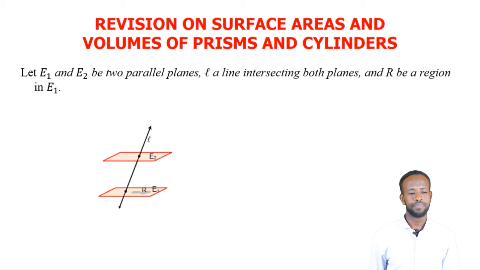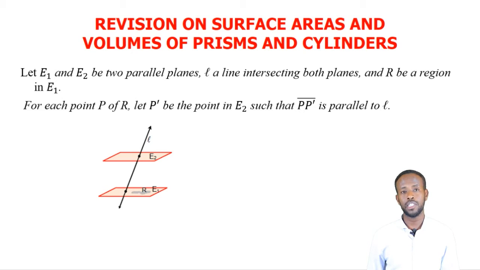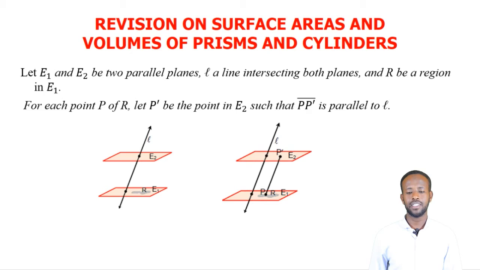Again, let us see. For each point B of R, let B prime be the point in E2 such that the segment BB prime is parallel to L. What does this mean? Let us see the figure. When we look at the figure, you may understand clearly. This is the figure. Look at the points. There is a segment formed now. The segment formed from what? BB prime. BB prime is parallel to what? To L.